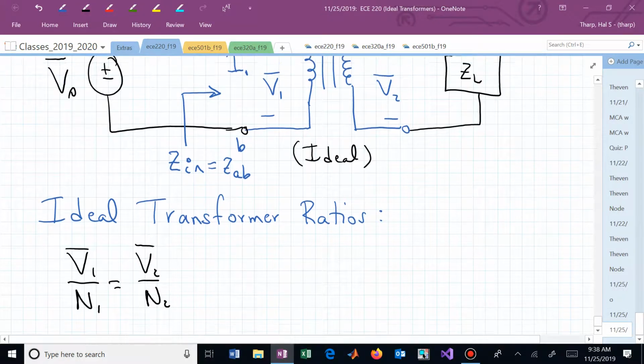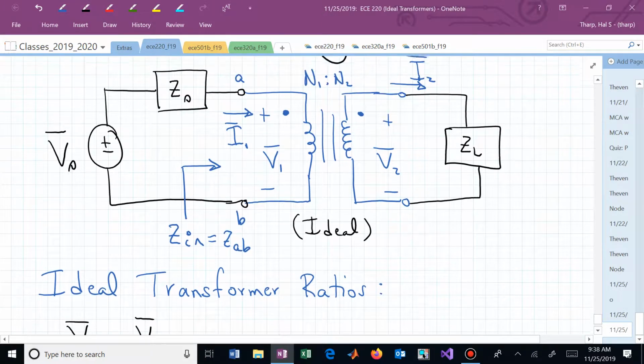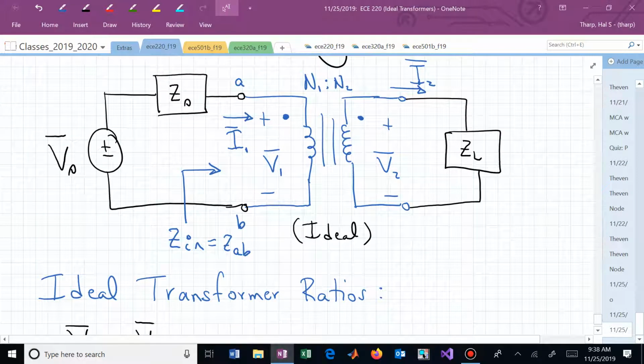Now, what's the sign? Plus or minus? Was my description clear enough for you to answer that question? Do I put a minus sign or a plus sign in that voltage ratio expression based on the way that I've now labeled V1 and V2 in this circuit that possesses the ideal transformer?